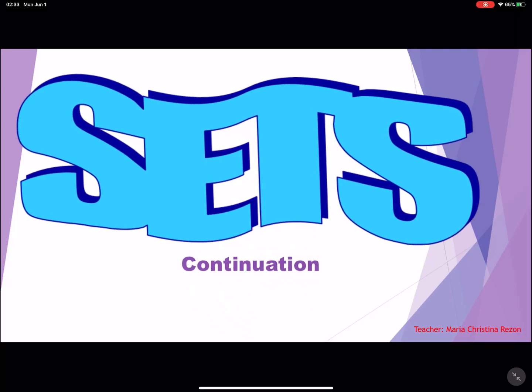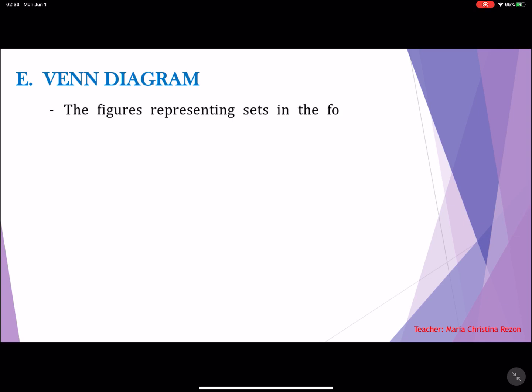Hello everyone. Today's lesson is still on sets, and we are on the fifth subtopic, which is on the Venn diagram. So let's start. A Venn diagram is a figure representing sets in the form of enclosed regions in the plane.